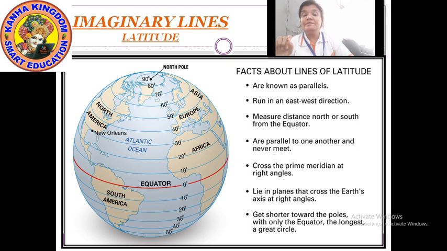Now if you start moving from the equator towards the pole, these lines of latitudes will start becoming shorter. And when you start moving from the poles to the equator, the lines of latitude will start growing larger. Have you understood? Next we will see more about the latitudes.